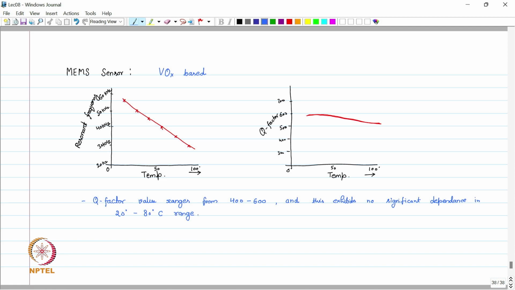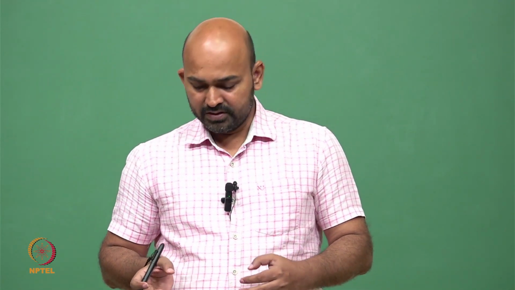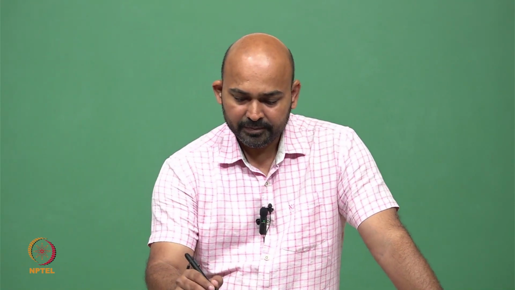So these are some measured values on a particular vanadium oxide cantilever. It's not that these are fixed. These values can be changed if you change the geometrical properties of your sensor. These are one measured value for a particular thermal sensor.